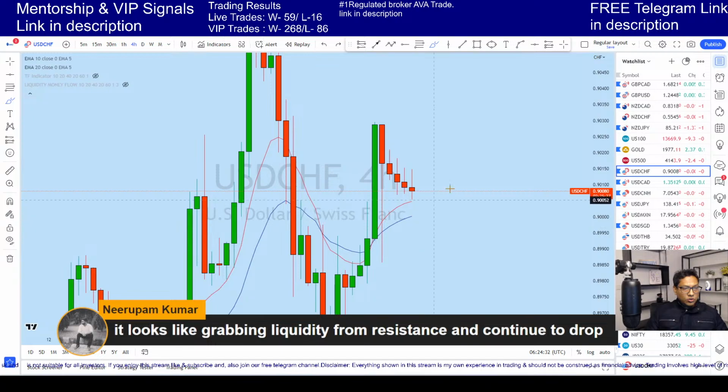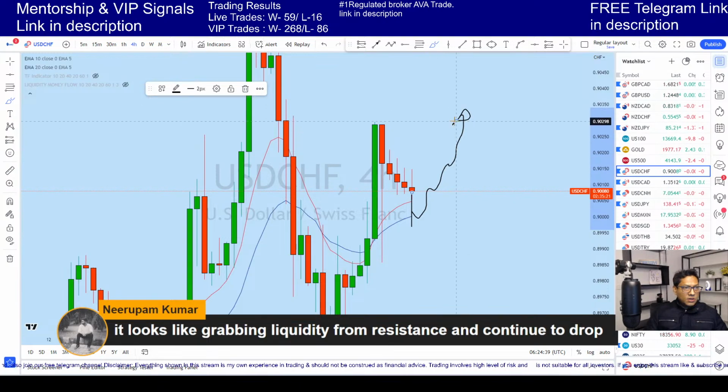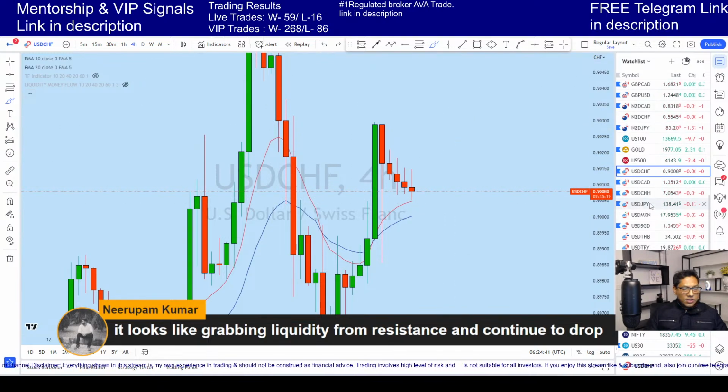based on how it is doing. For me, I think it might grab liquidity or test this 20 EMA and then we could see the market is heading towards the upside.